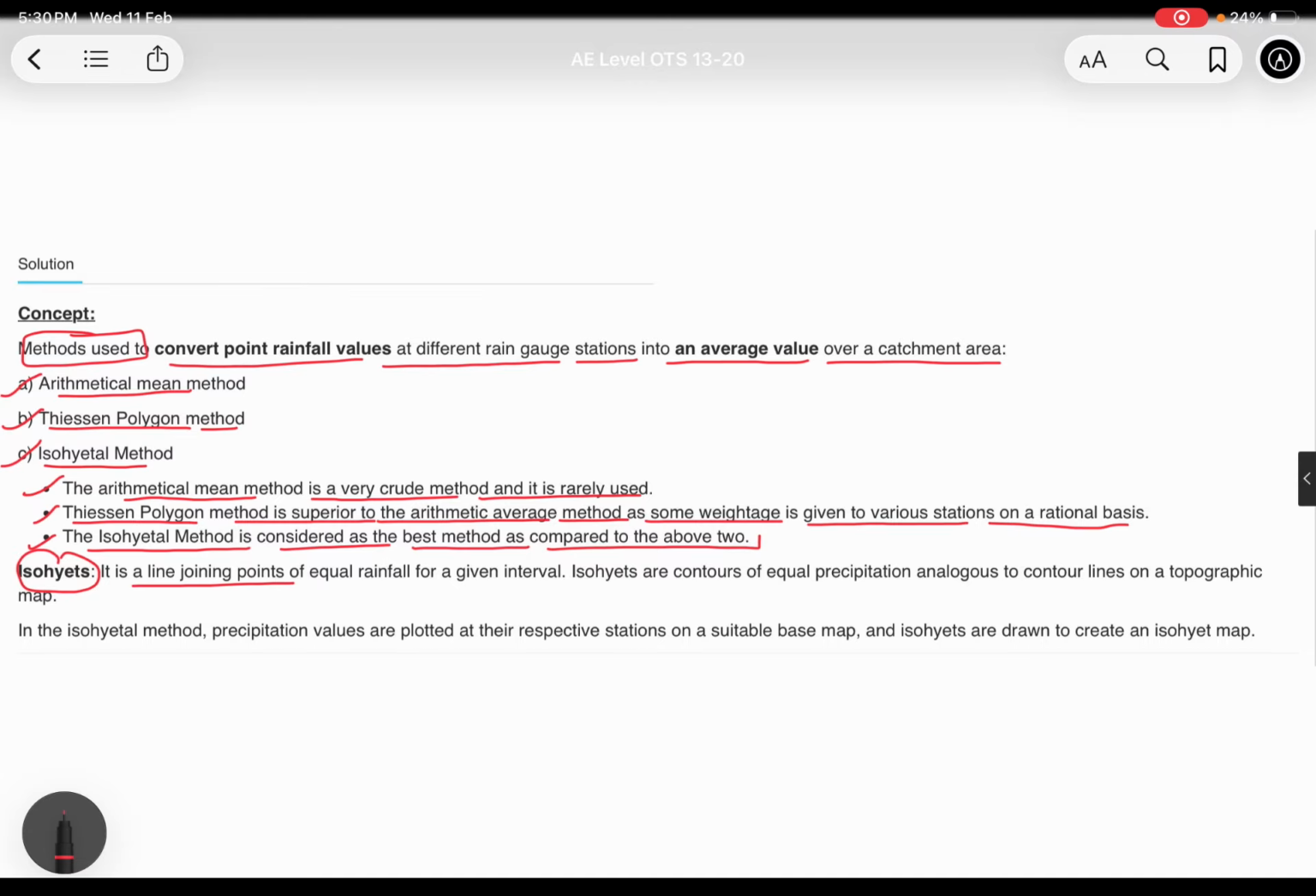Isohyets. It is the line joining points of equal rainfall for a given interval. Isohyets are contours of equal precipitation, analogous to the contour lines on a topographic map. In the isohyetal method, precipitation values are plotted at their respective stations on a suitable base map, and isohyets are drawn to create an isohyetal map.